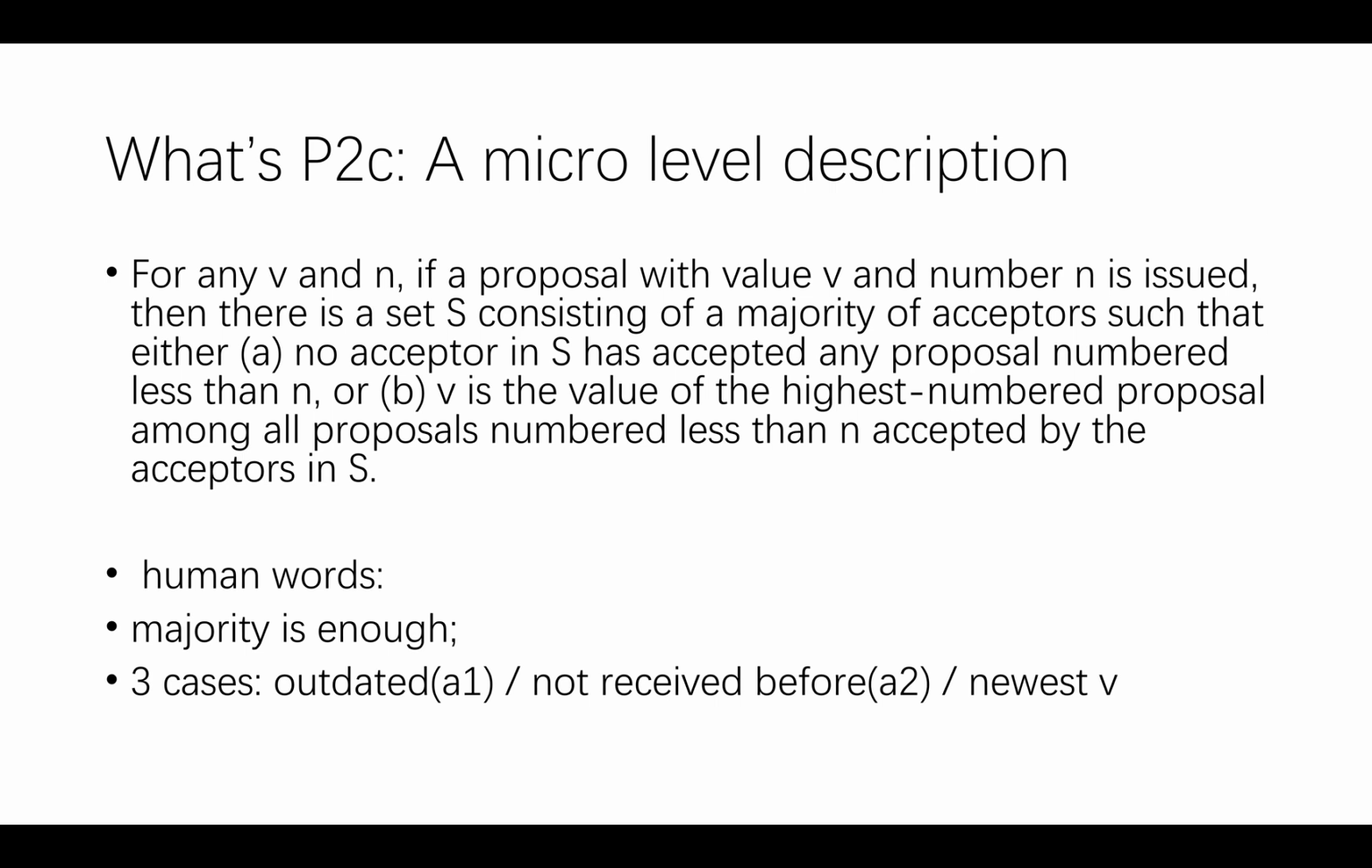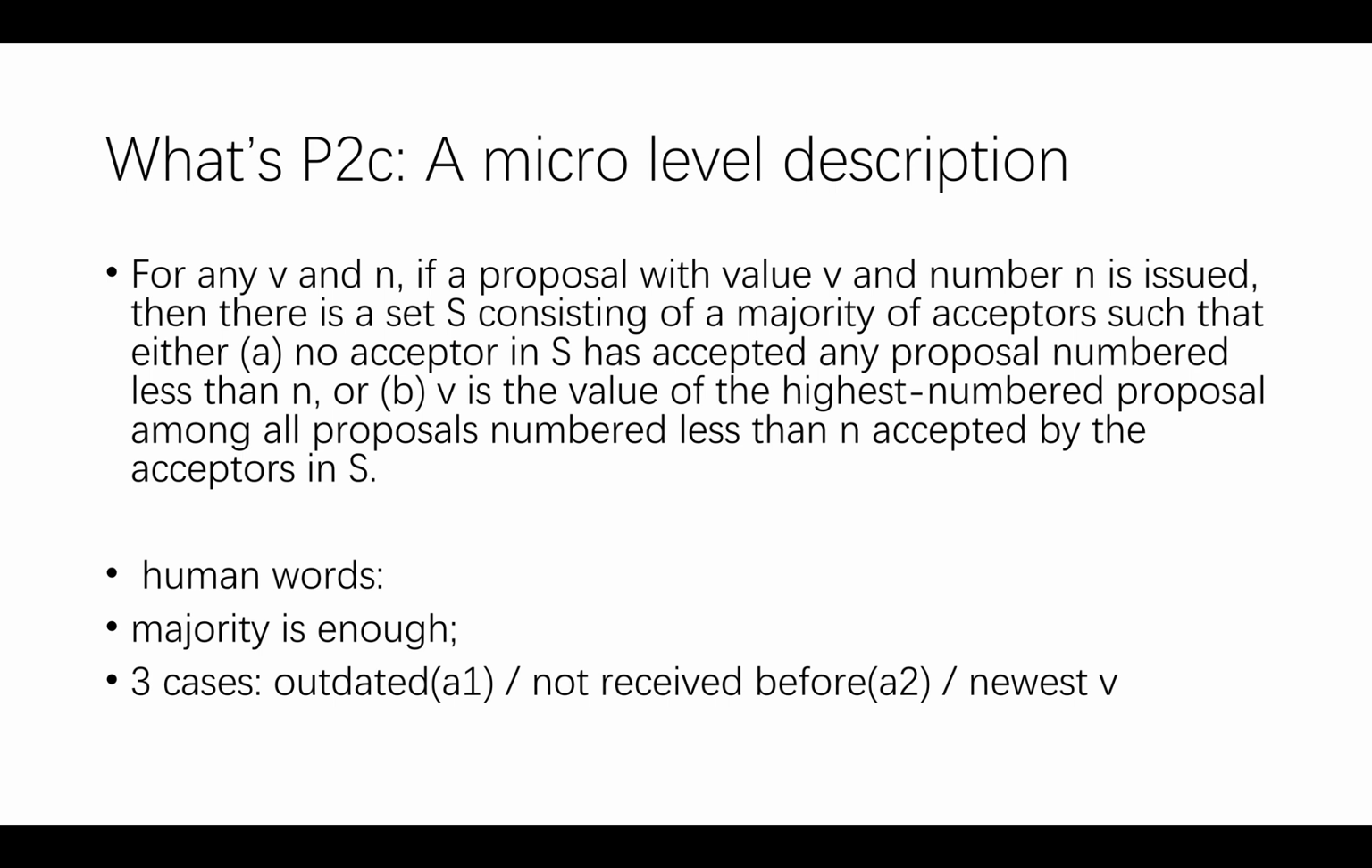Right now, the properties are generalized descriptions of the behavior of the whole system, because you see all the subjects are either all the proposers or all the acceptors. So P2C describes the system at a micro scale. It describes what will happen when a pair of processes communicate with each other.